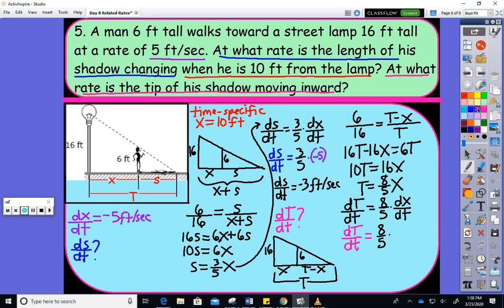dx/dt is -5. So my result is that the tip of the shadow must be moving inward at a rate of 8 feet per second. I don't say at a rate of -8 feet per second, because the negative is what tells me that the tip of the shadow is moving inward, or it's shrinking in length. So -8 feet per second. So again, the red time-specific information, x equals 10 feet, didn't have anything to do with this whole problem.